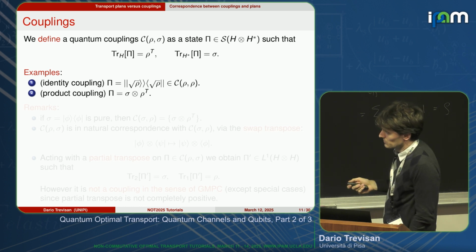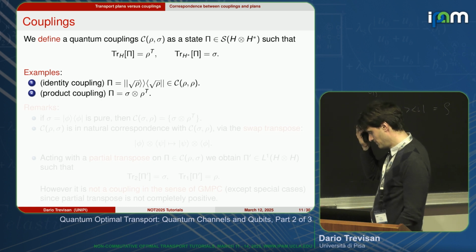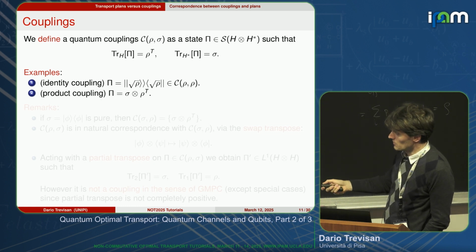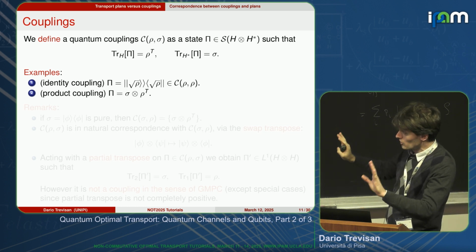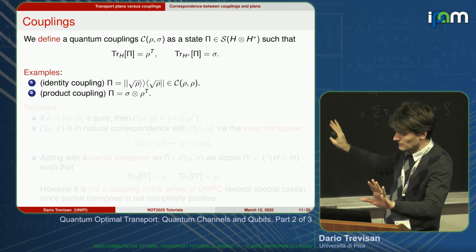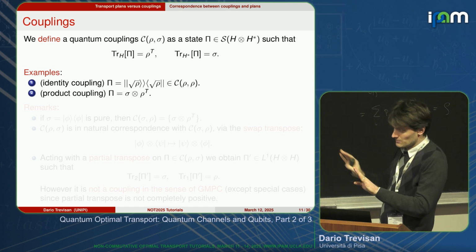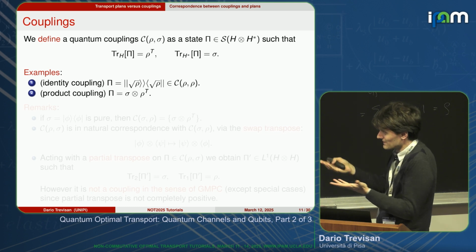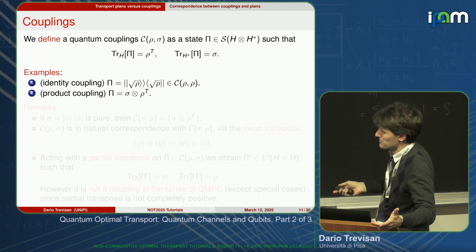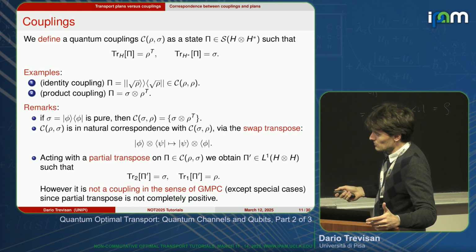But we can find other simple couplings. For example, you take a product. Now you have to be careful because on the second factor we have H star, the dual. But this is a coupling which corresponds intuitively to the fact that we have one copy of sigma and one copy of rho, which are independent. In classical optimal transport, if the transport plan is a product, this means that the two random variables are completely independent. You're not actually coupling, you're just uncoupled. So these are two extremes. But there are some remarks. We have a trouble.